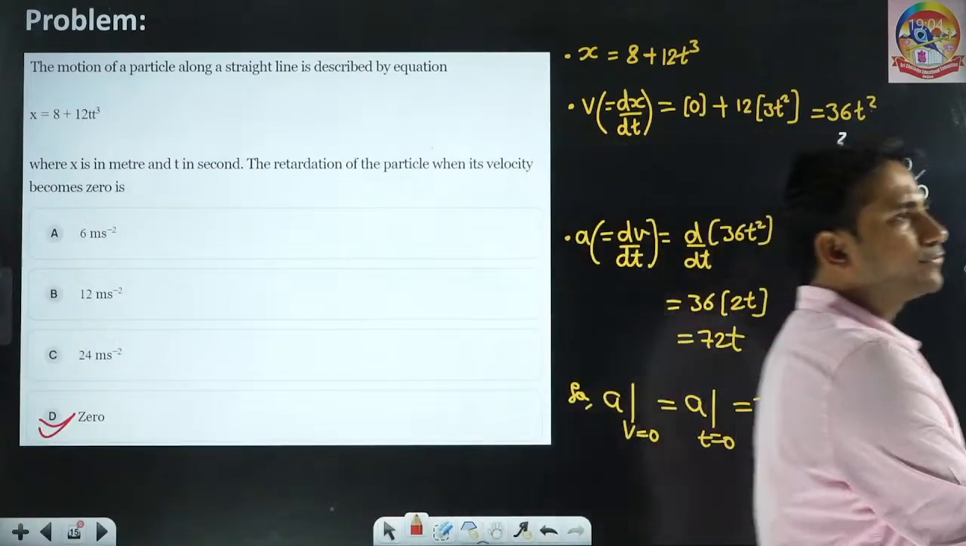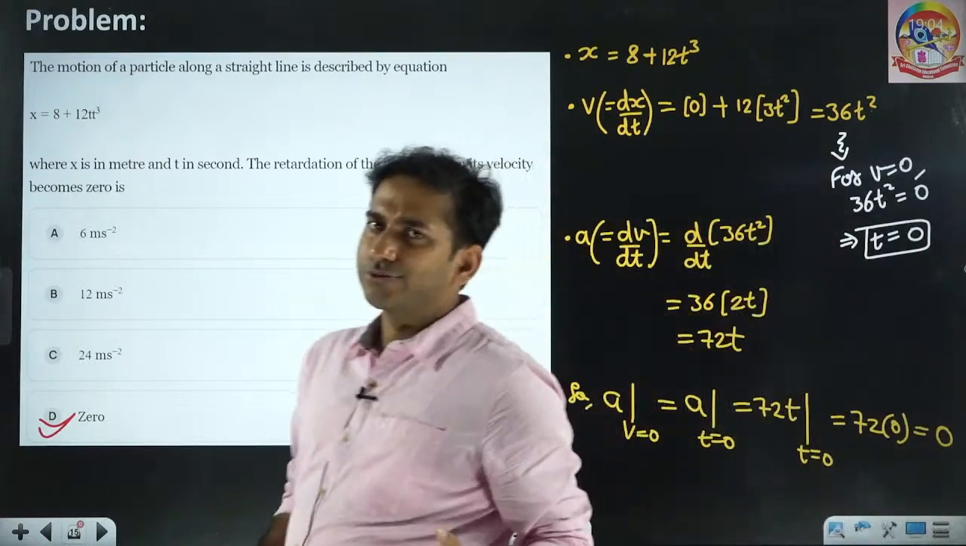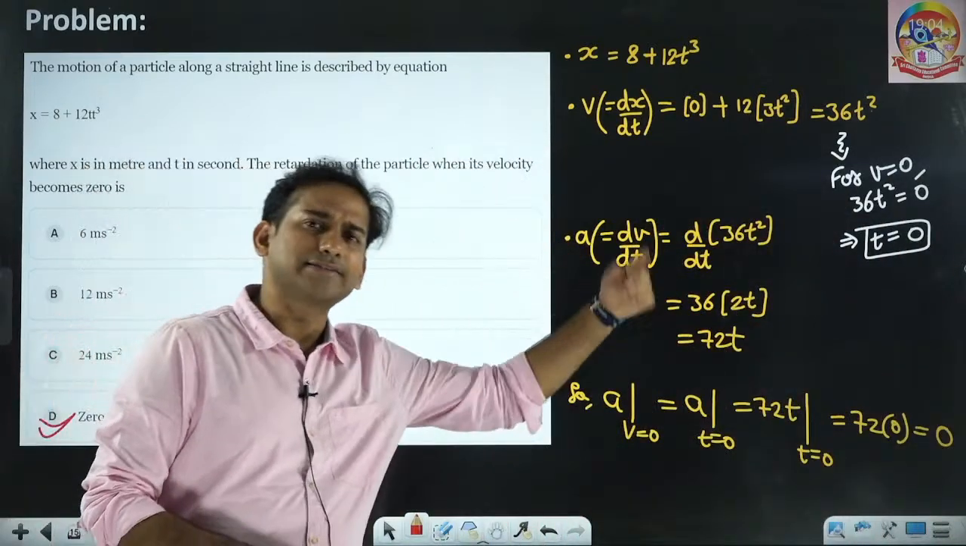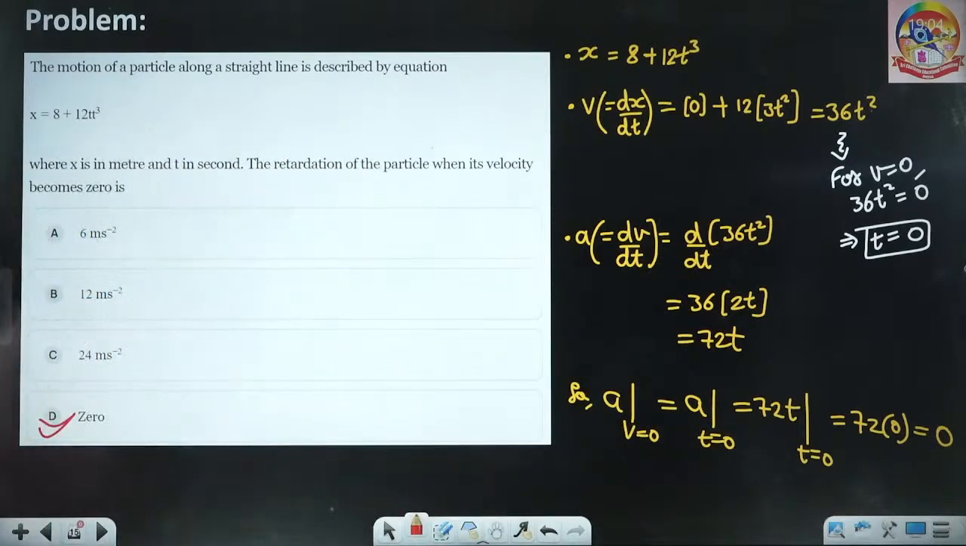Fine. You have to find out the time at which the velocity is 0. And once you have got the time at which velocity is 0, at the same time you have to find the acceleration. Fine. Is that clear?